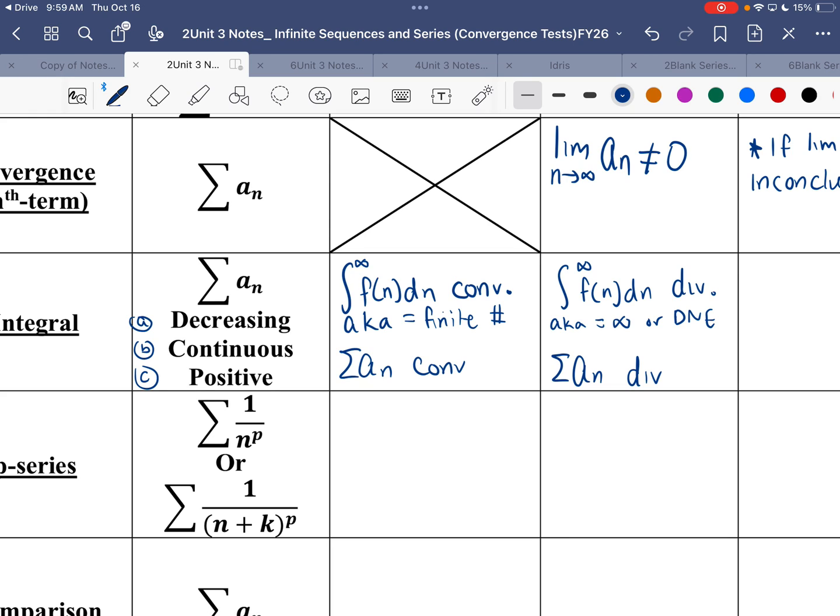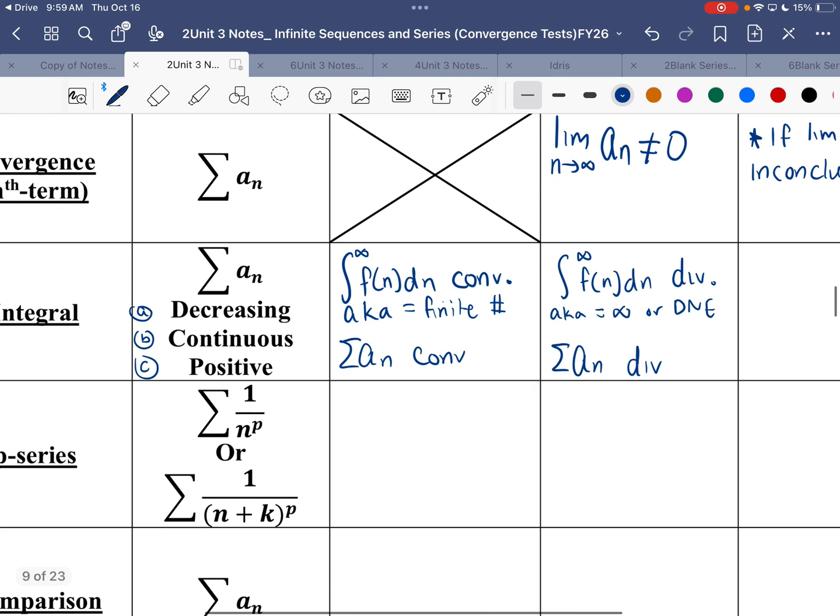Andrea? Wait, so just to be clear, if the integral converges, the series also converges, but it does not converge to the same number? Right. This is not testing to find the sum. This doesn't actually find what the series is converging to. No, the only time that we are going to find the actual sum is in a geometric series. That's the only one that has that rule.